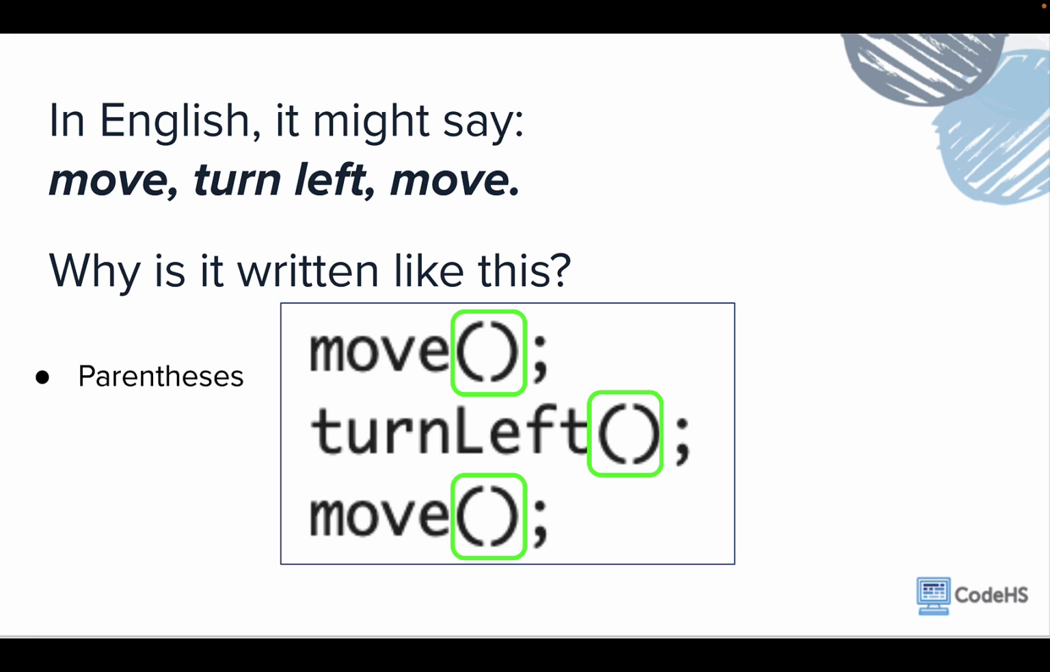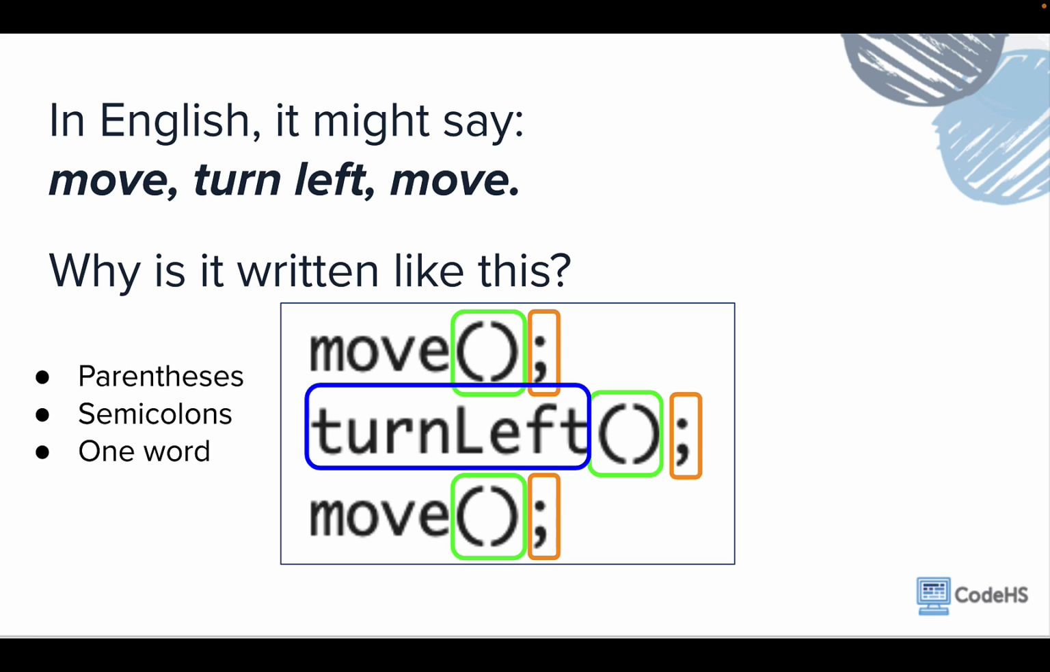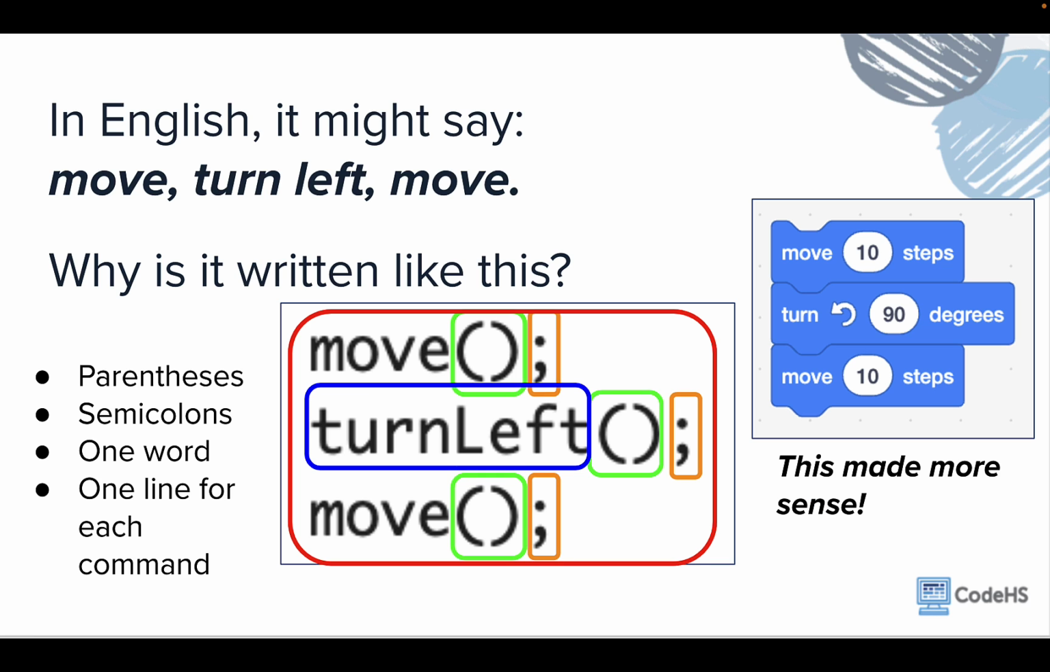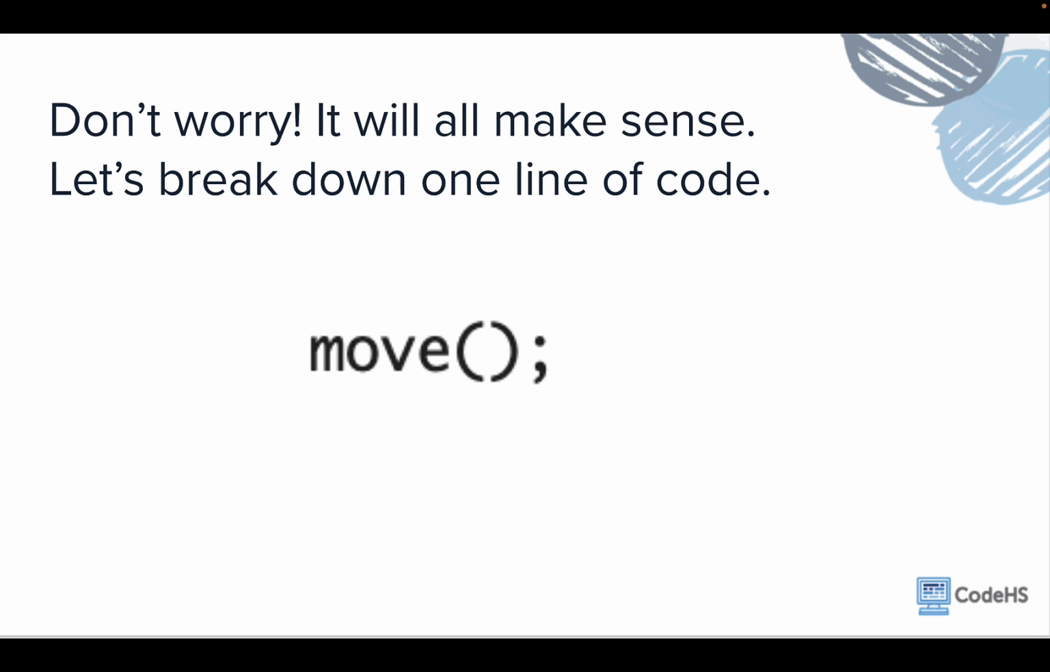First of all, we've got these parentheses that are empty. Then we've got these semicolons at the end. Then we have turn left squished together as one word, and then we have them all separated out onto different lines for each command. You might be thinking, hey, this made a lot more sense when I was able to throw these blocks together if you ever did block coding. But don't worry, it will all make sense.